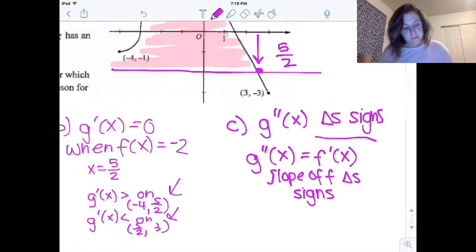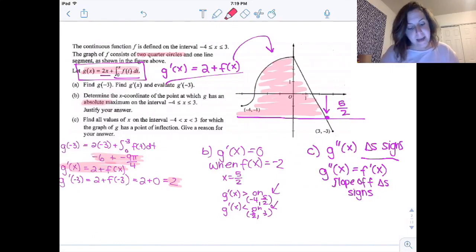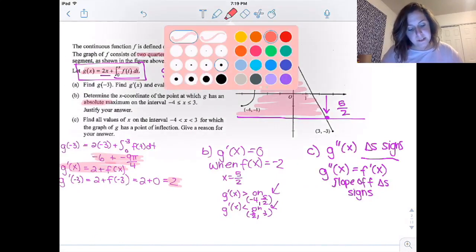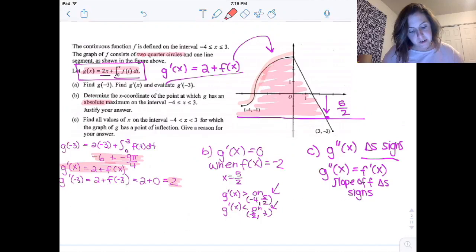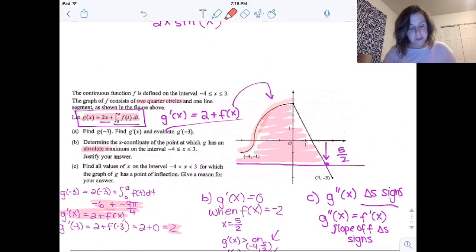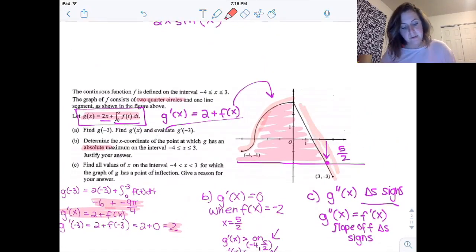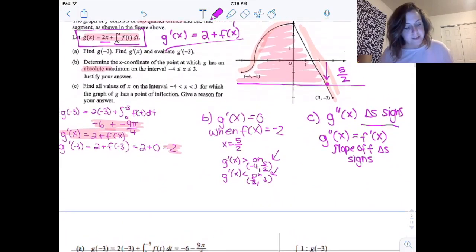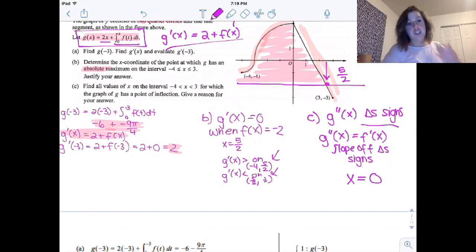So I'm going to look at my graph. Where does that happen? Well, anywhere to the left of 0, anywhere here, my slope is positive. Anywhere to the right of 0, my slope is negative. So this is going to have a point of inflection at x equals 0, because that is where G double prime changes signs, or F changes from increasing to decreasing, or however you want to phrase that.